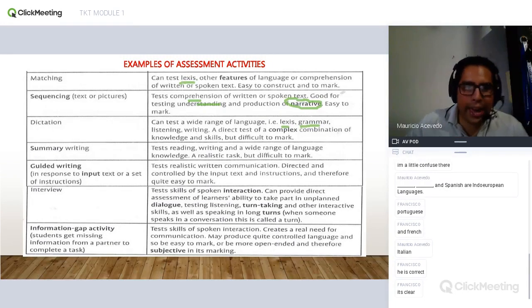Okay? And finally, information gap activity. A student gets missing information from a partner to complete a task. For example, test skills of spoken interaction creates a real need for communication, may produce quite controlled language, and so be easy to mark, or be more open-ended and therefore subjective in its marking. What is this, Francisco? Have you ever played Find Someone Who, for example? Find Someone Who? Have you ever played this game?